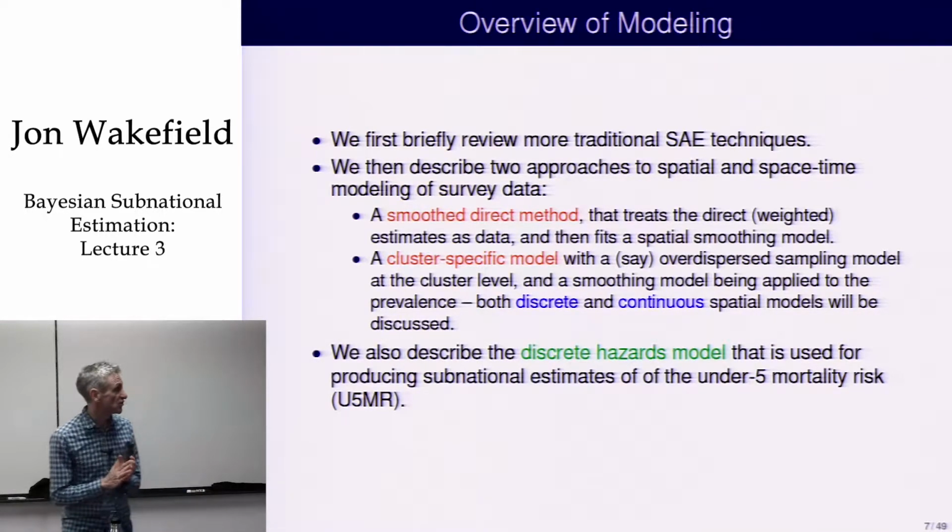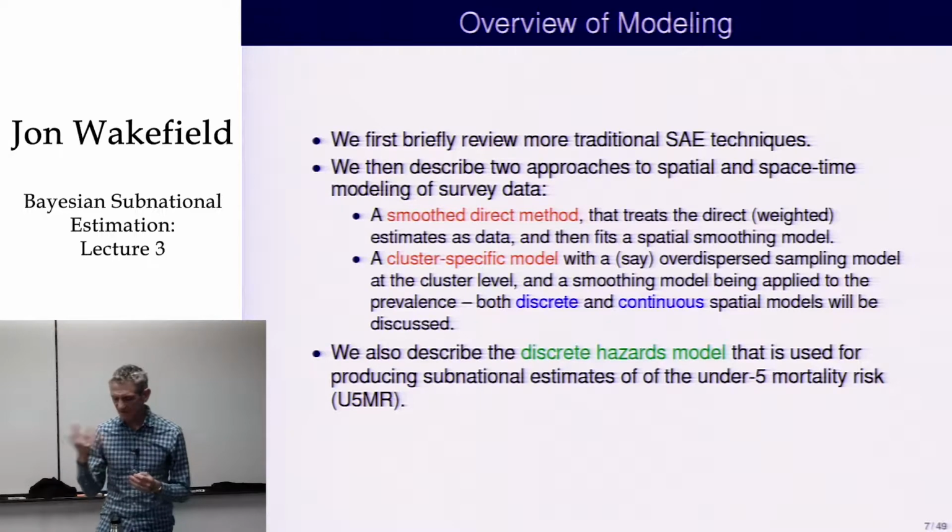And along the way, we're going to talk about discrete hazards modeling because that's important for this overarching goal, which is to estimate under 5 mortality.